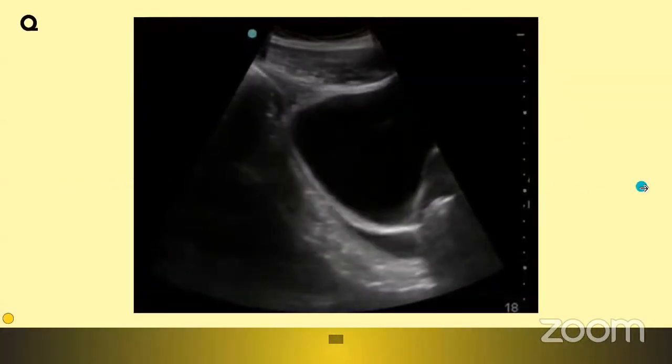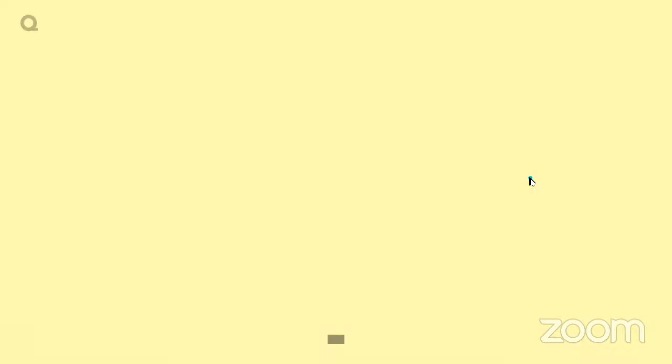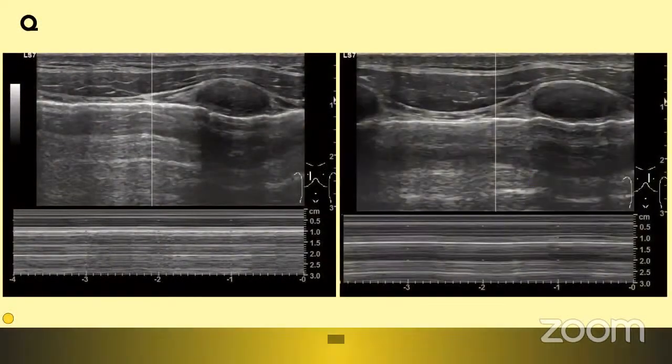Yeah, so we have fluid in the pelvis. So eFAST positive in the pelvic region. Fine. Going on. I think this is probably the last slide.